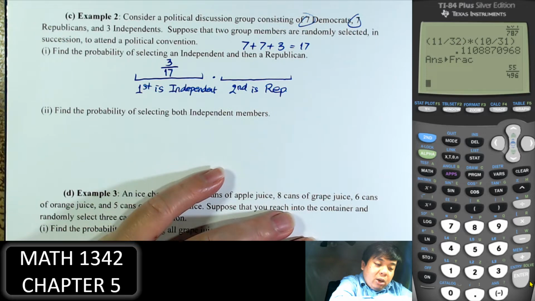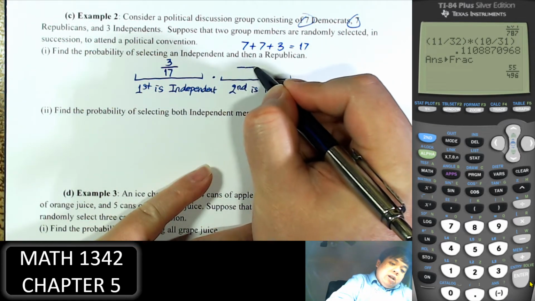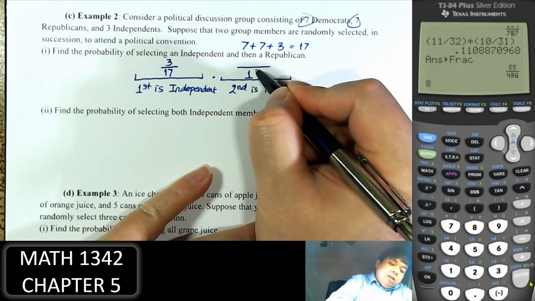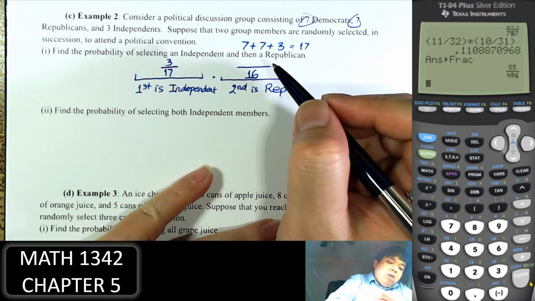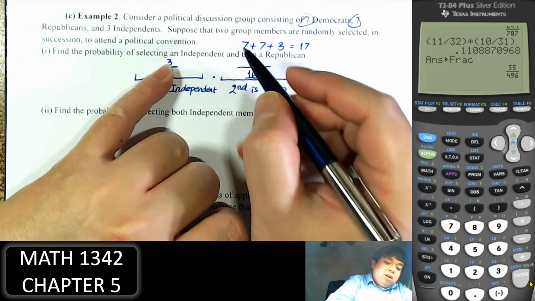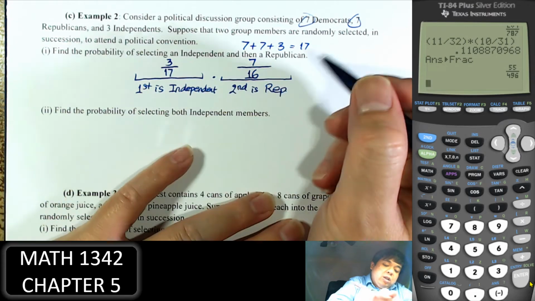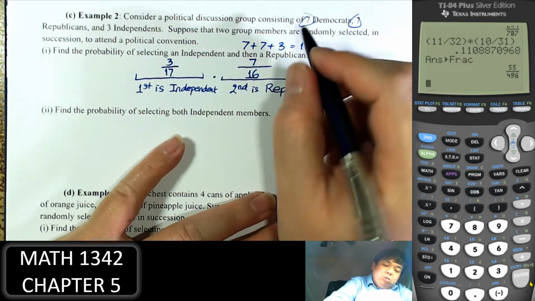Next, the second one is Republican. Now that we selected the first one, there's only 16 left. But the first one is independent, and we did not choose Republican first, so there's still 7 Republicans left to be chosen. So that's what we have. So multiply straight across.